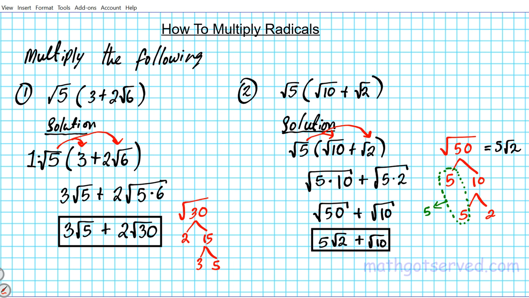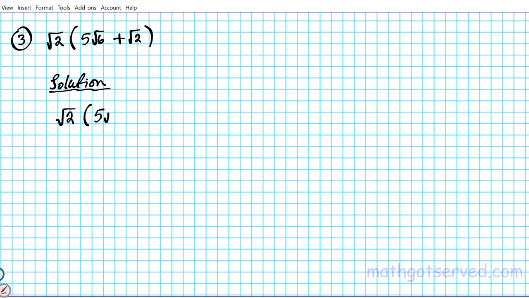All right, moving right along. Let's take a look at question number 3. So for question 3, what if you have to simplify root 2 times 5 root 6 plus root 2? Okay, let's go ahead and do this. We're going to be multiplying root 2 by 5 root 6 plus root 2.